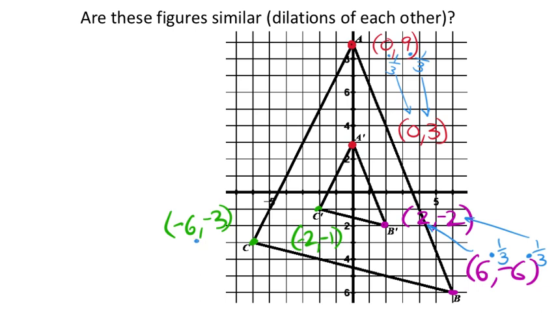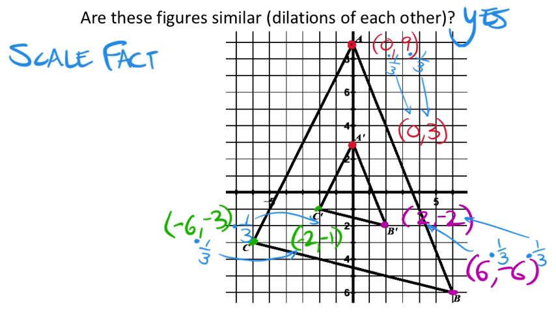So if I were to take that negative 6 in green and multiply it by 1/3, I would get negative 2. And if I were to multiply the negative 3 by 1/3, I would get negative 1 as well. Since all of the ordered pairs are being multiplied by the same 1/3 in order to get the image ordered pairs, that means this definitely is a dilation. And in addition to that, we found the scale factor of 1/3. Now again, it did not ask for the scale factor, but we found it anyways in order to determine if this was some kind of dilation.